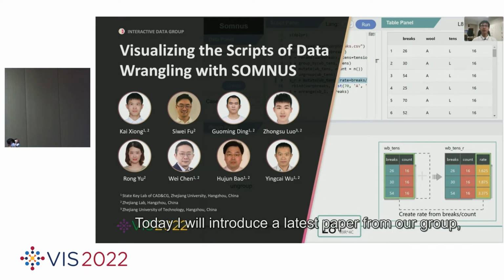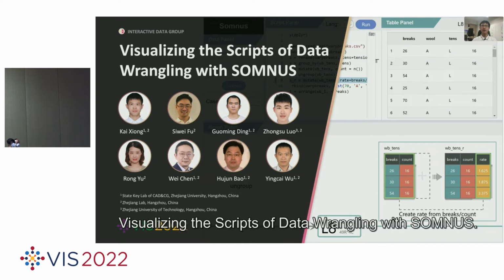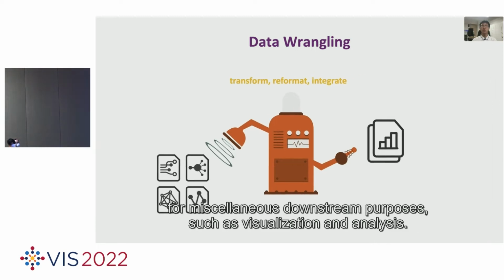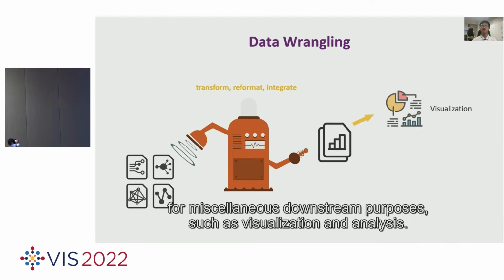Today, I will introduce the latest paper from our group, visualizing the scripts of data wrangling with SOMAS. Data wrangling is an arduous process of transforming, reformatting, and integrating data to make it more palatable for miscellaneous downstream purposes, such as visualization and analysis.